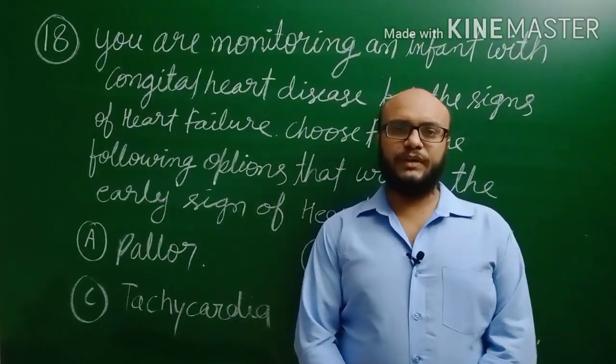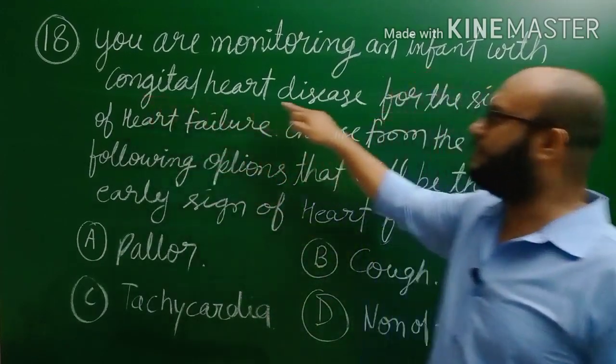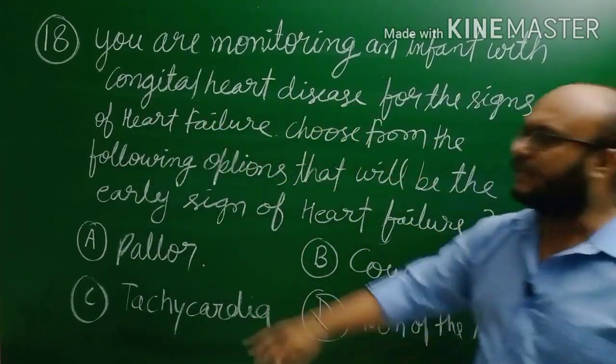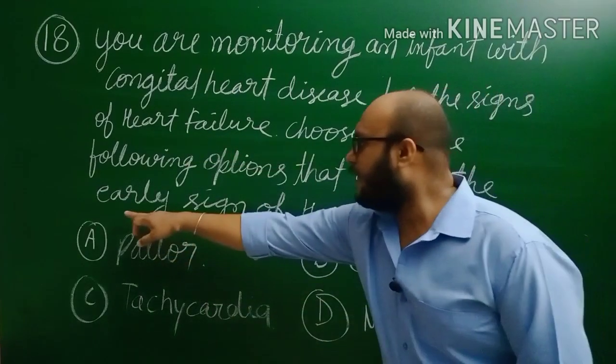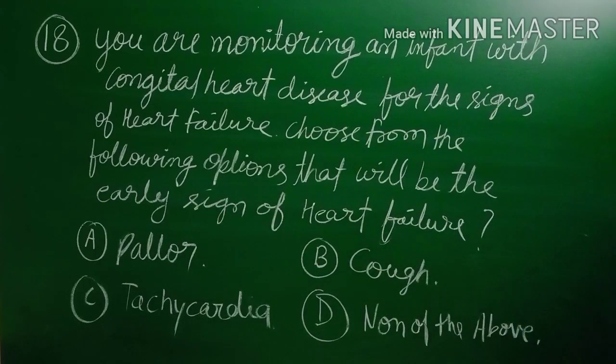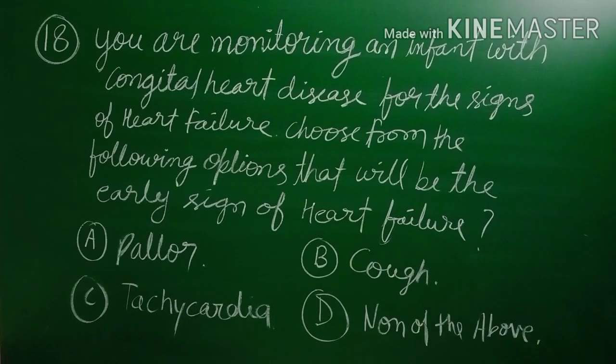Next question, question number 18. You are monitoring an infant with congenital heart disease for the signs of heart failure. Choose from the following options that will be the early sign of heart failure. Option A, pallor, option B, cough, option C, tachycardia, option D, none of the above. Simply you have to answer what is the early sign of heart failure condition in an infant with congenital heart disease.